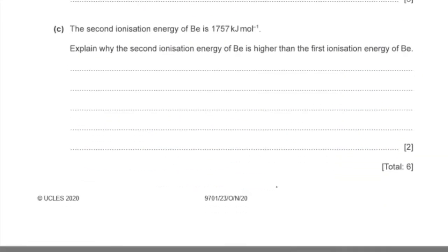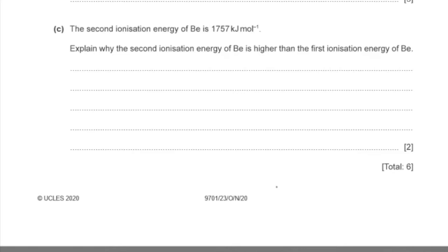group 2. Part C, the second ionization energy of beryllium is 1757 kilojoules per mole. Explain why the second ionization energy of beryllium is higher than the first ionization energy of beryllium. So beryllium's electronic configuration is 1s2 2s2, and the beryllium plus ion has a configuration of 1s2 and 2s1. And you must remember that metals have their ionic radii smaller than their atomic radii, which means when they become an ion, like the beryllium plus ion, greater nuclear attraction is experienced by the beryllium ion, and hence the second ionization energy of beryllium is higher than its first ionization energy.